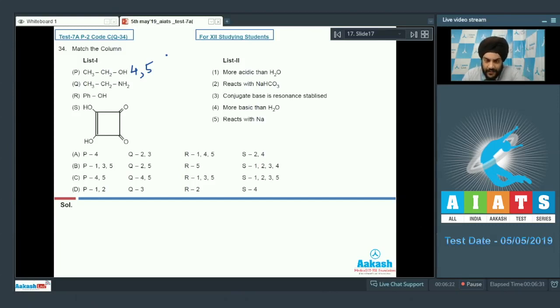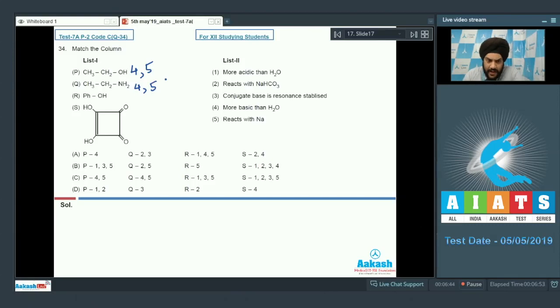There is no resonance stabilization of the conjugate base, so 3 is also not a match. It is more basic than H2O, this is correct, students. Ammonia is more basic than H2O, so ethylamine will also be more basic than H2O. It reacts with Na to liberate hydrogen gas and forms the amide. So this is also a match.